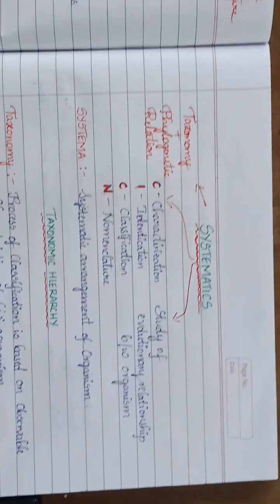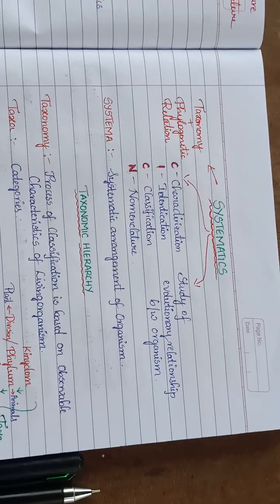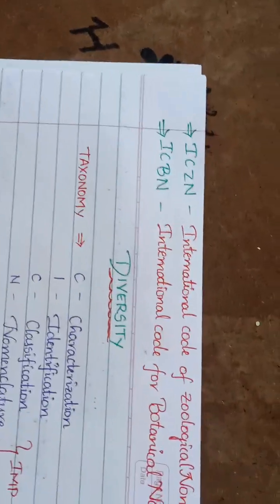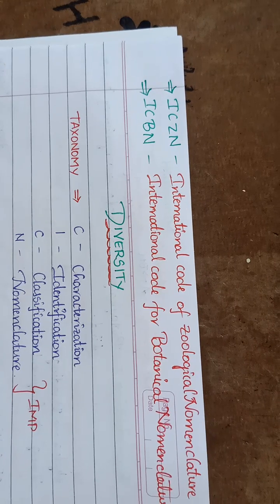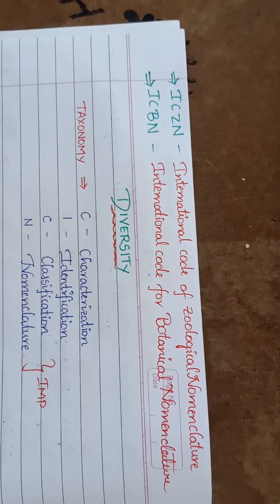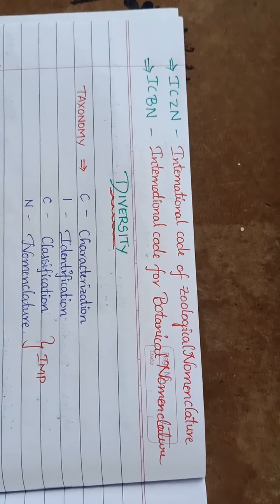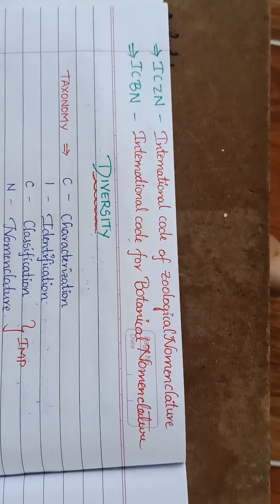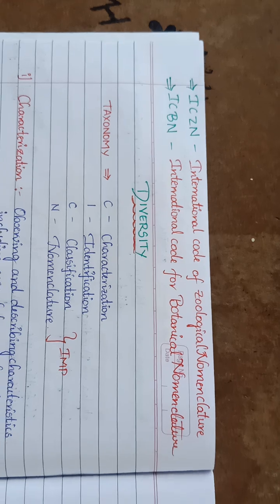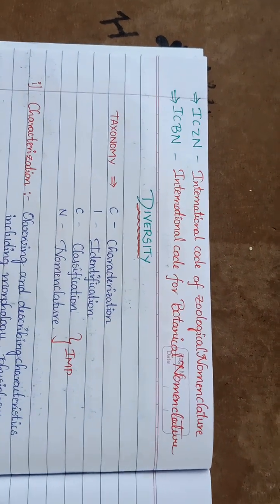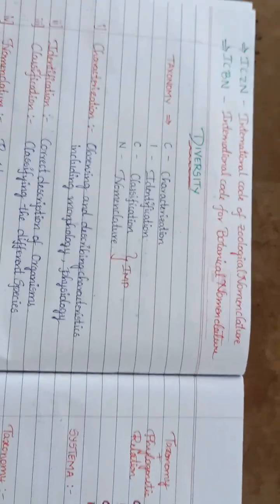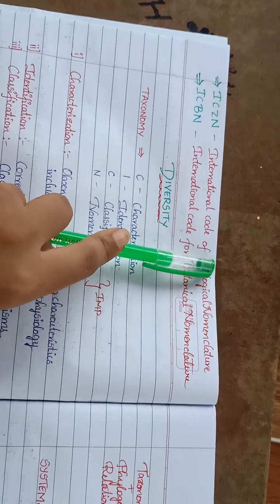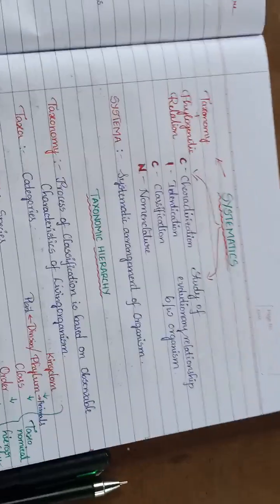Now coming to systematics. What is systematics? Before going to this, nomenclature is given by two main codes, which are ICZN and ICBN. ICZN is the International Code of Zoological Nomenclature, and ICBN is the International Code for Botanical Nomenclature. This "for" and "of" is very important to distinguish these two, so be careful. For botanical we have "for", for zoological we have "of".